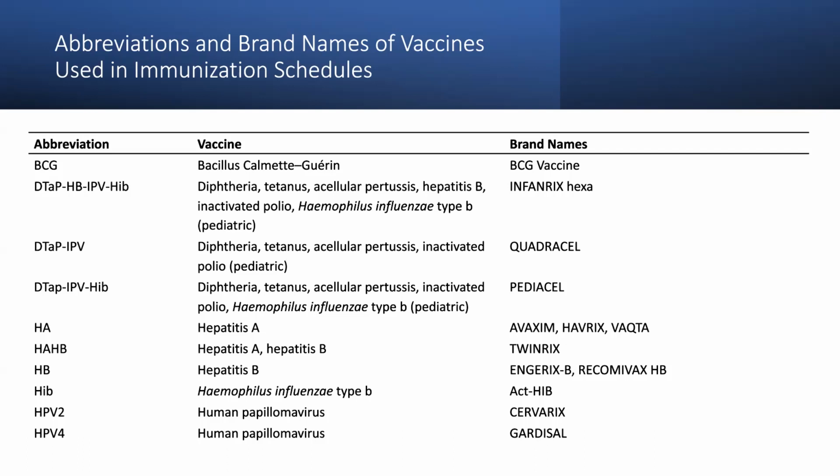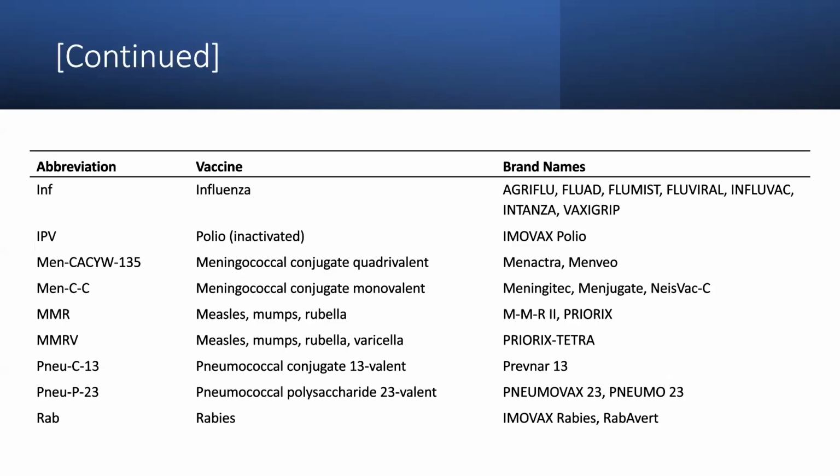HA, hepatitis A: Avaxim, Havrix, and Vaqta. HAHB, hepatitis A and hepatitis B: Twinrix. HB, only hepatitis B: Engerix-B or Recombivax HB. Hib, Haemophilus influenzae type B: ActHIB. HPV2, human papillomavirus: Cervarix. HPV4, human papillomavirus: Gardasil. So these are the names of the brands for the vaccines they are used.